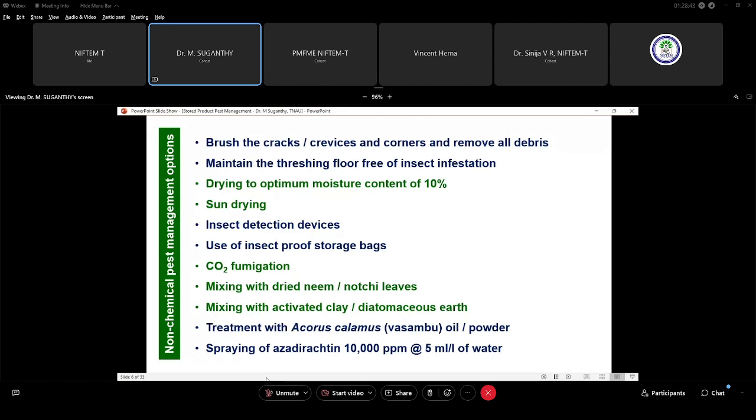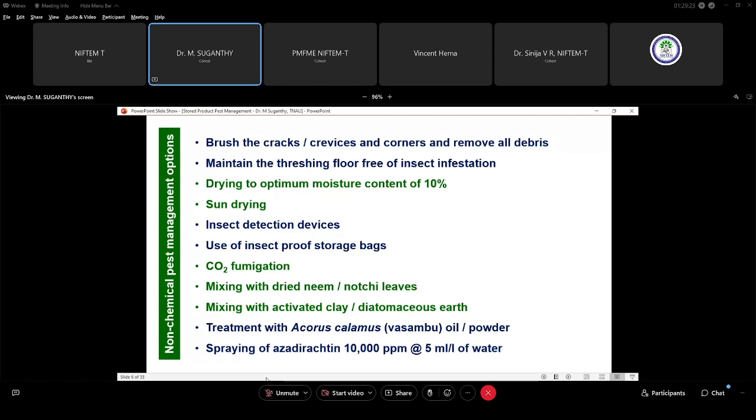Similarly, we have activated clay or diatomaceous earth or silica-like material. It is nothing but a powdered formulation of clay. When we treat the seeds or grains with these formulations, when the insects move over the treated surface, the skin of the insect gets damaged and it will not be able to lay eggs also. So it acts as a physical poison. This is a wonderful organic practice we can recommend for treating the seeds or grains for organic storage.